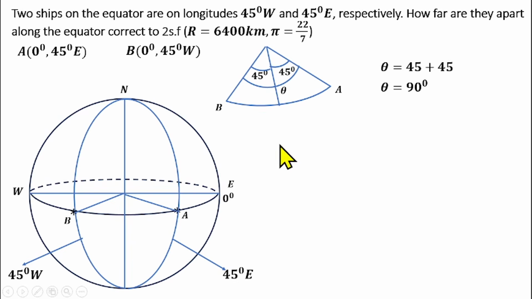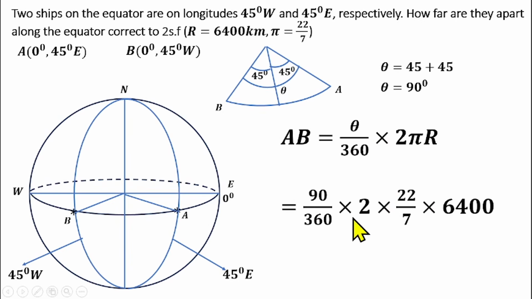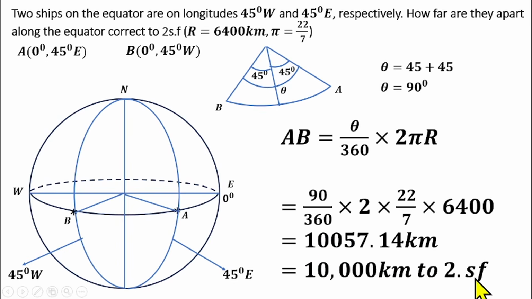Therefore, to find the distance between the two ships, A and B, I have 90 over 360 times 2 pi r. If I substitute correctly, I have d. By simplifying on my calculator, I should have 10,057.14 kilometers. You have to approximate the answer to two significant figures. The second significant number here is 0, so if I approximate it, that gives us 10,000 kilometers to two significant figures. So that is another way of solving or finding distance along the great circle.